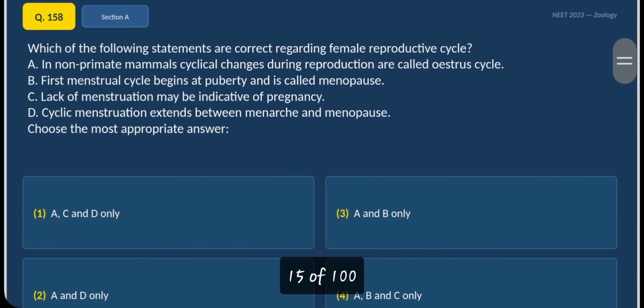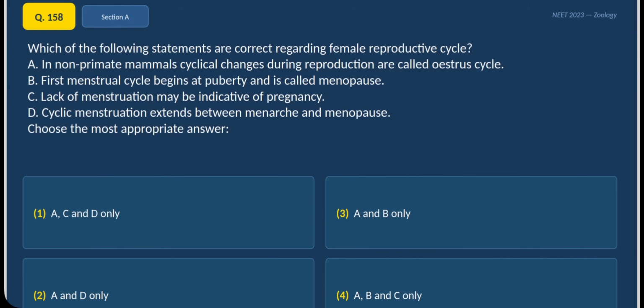Which of the following statements are correct regarding the female reproductive cycle? You should find out the correct statements here. First statement: in non-primate mammals, cyclical changes during reproduction are called estrous cycle. Second: first menstrual cycle begins at puberty and is called menopause. This is an incorrect statement.